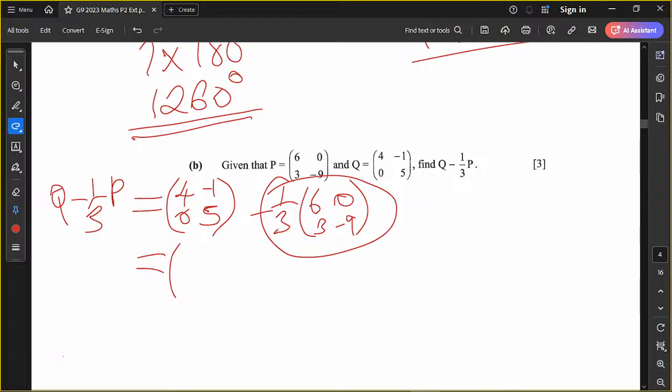So I'm going to just rewrite this one, which is 4, -1, 0, 5. Okay, then minus, I'm going to put that sign. So what I'm going to do is multiply 1 over 3 by each element in this matrix. So I'm going to come up with something like this.